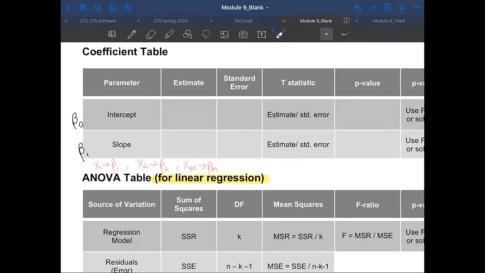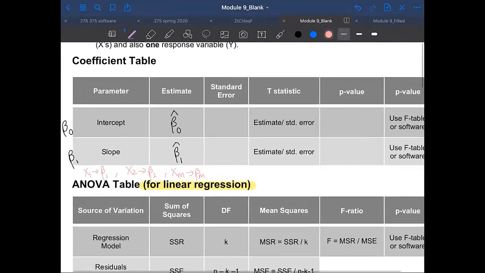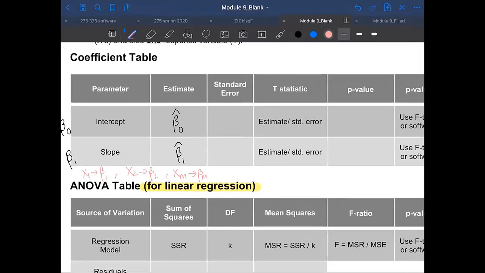What we have here is a table, and we have the estimate given here. If you watched the video, you probably remember this is going to be called beta 0 hat, how we estimate it, and this is going to be called beta 1 hat. Some other textbooks like to use a different notation. Instead of beta 0 hat, some textbooks like to put B0 or B1. They are the same.